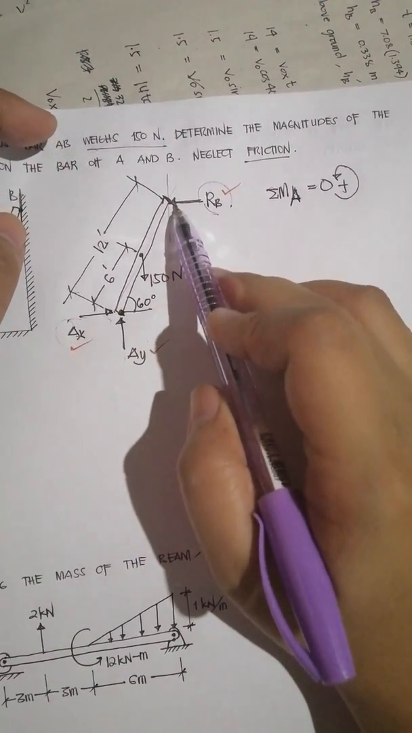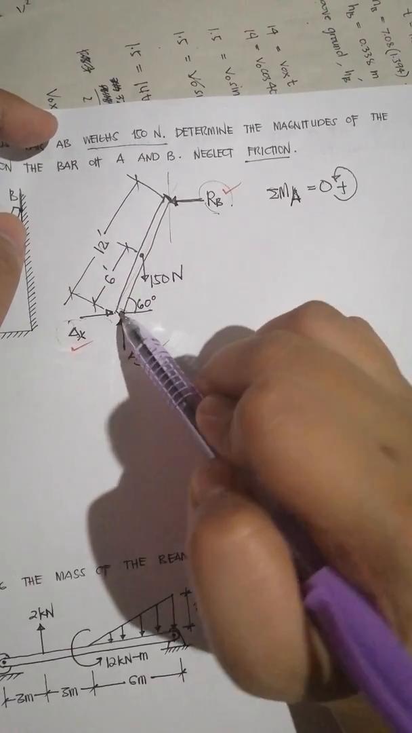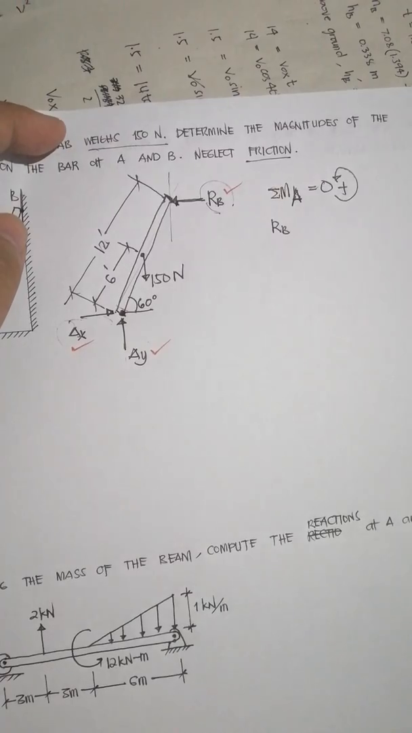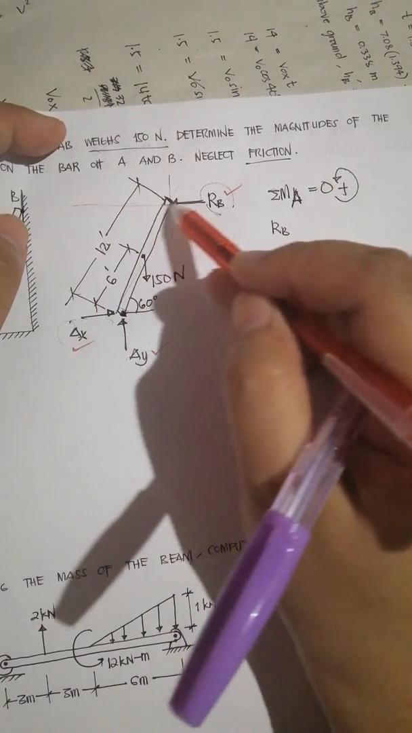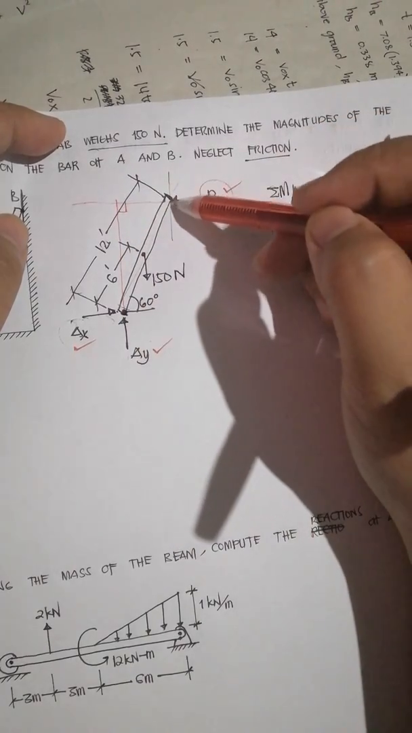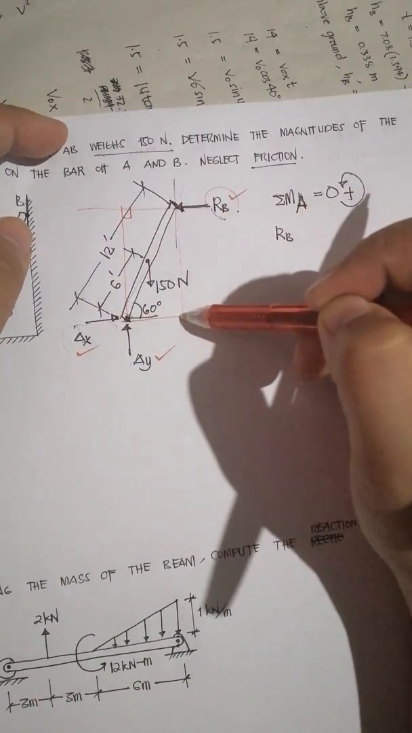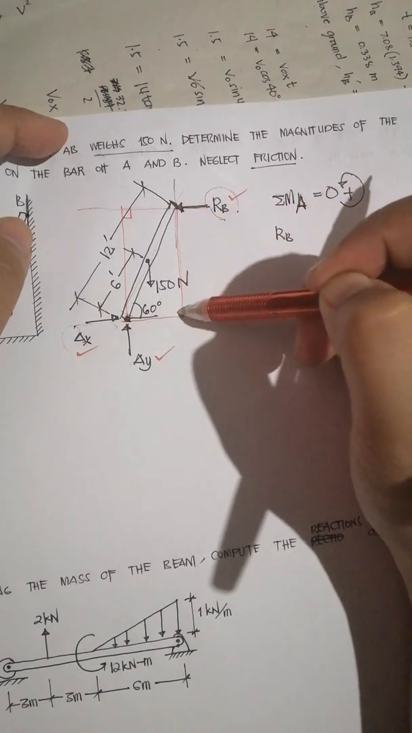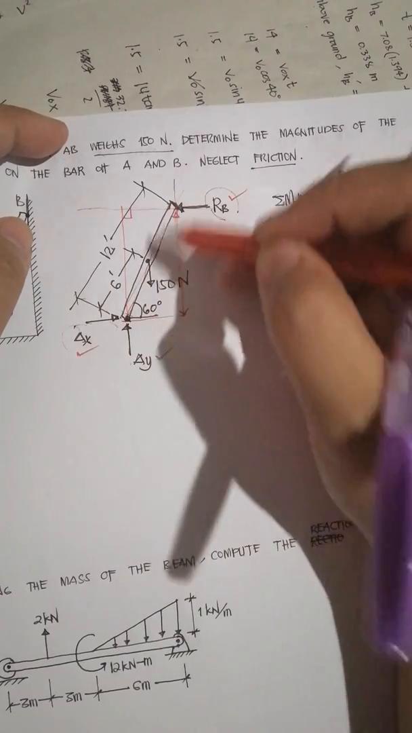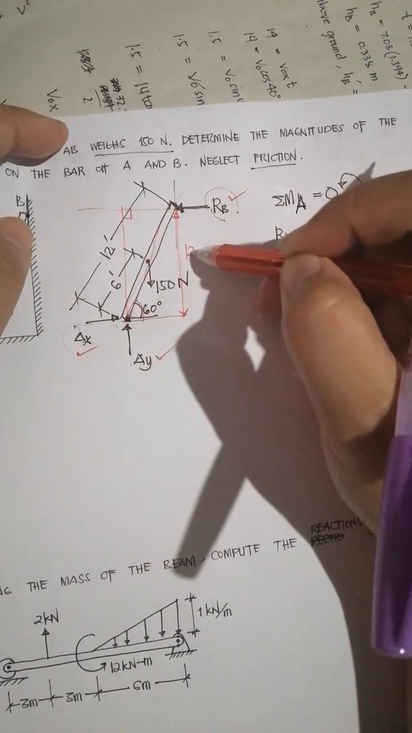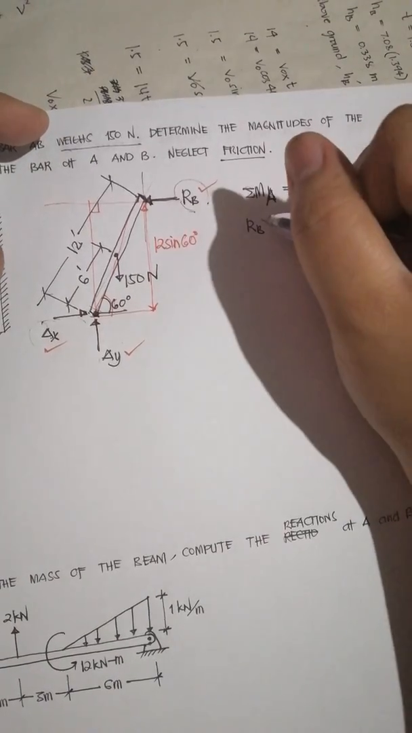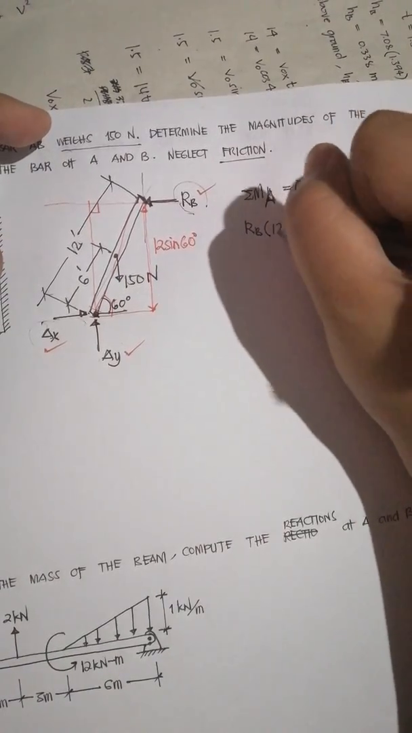So RB is counterclockwise here, so that's positive RB, and this is the line of action of RB. The perpendicular distance about point A is this height, which, with 12 here and 60 degrees, is 12 sine 60. So that is the perpendicular distance of RB about A.